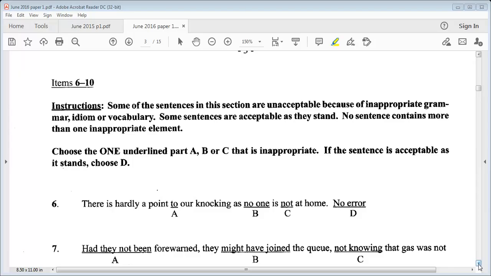6 says, there is hardly a point to our knocking as no one is not at home. So where is the error? We'll notice that C would be where it is inappropriate because it says not at home. We don't need the word not again since we already used no one. So not should be left out. So C would be our answer.